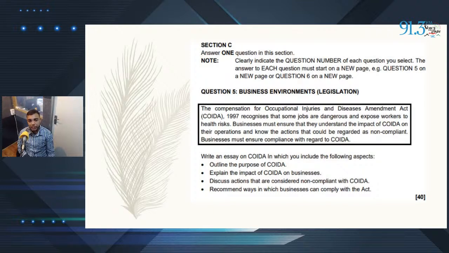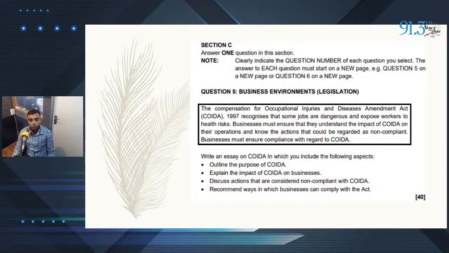So we're going to write an essay on COIDA in which you include the following aspects. Remember, these 4 bullets are your subheadings. Firstly, outline the purpose of COIDA, explain the impact of COIDA on businesses, discuss actions that are considered non-compliant with COIDA, and then recommend ways in which businesses can comply with the Act. Under each of these 4 subheadings, you're going to have a minimum of 4 bullets in order to get your 32 marks.